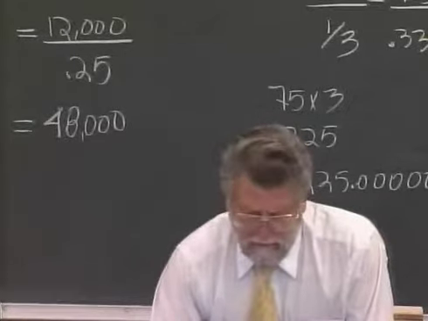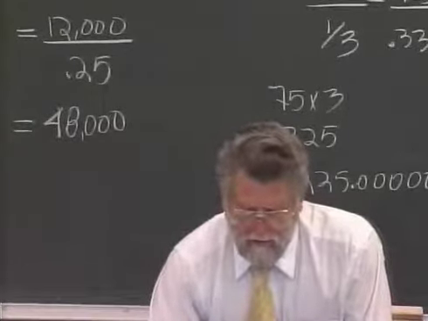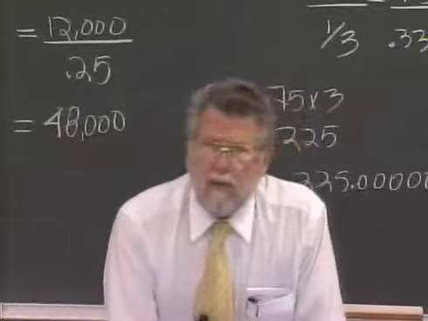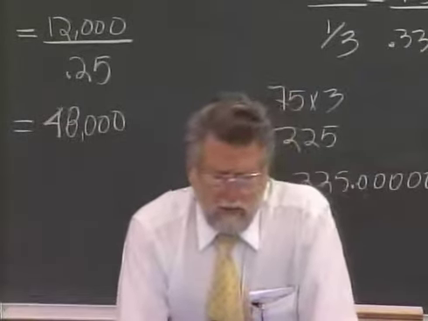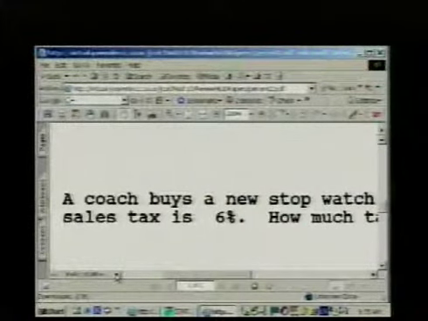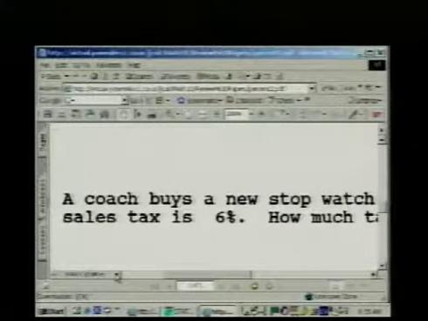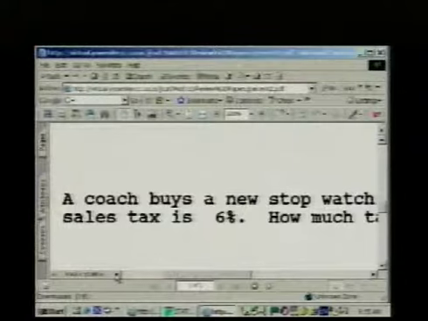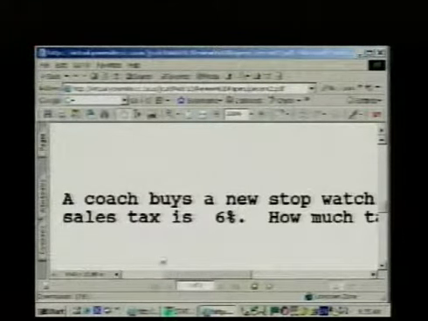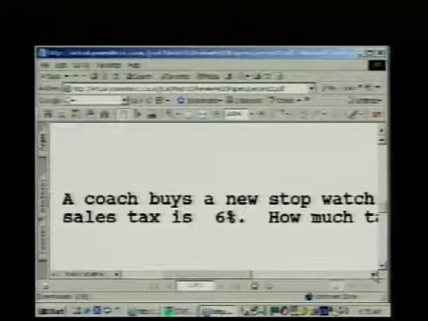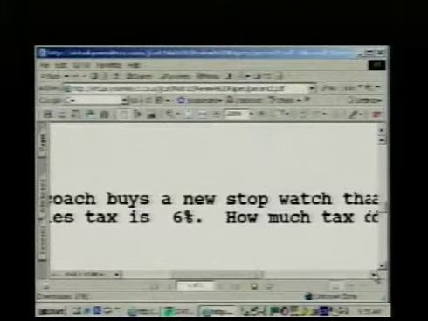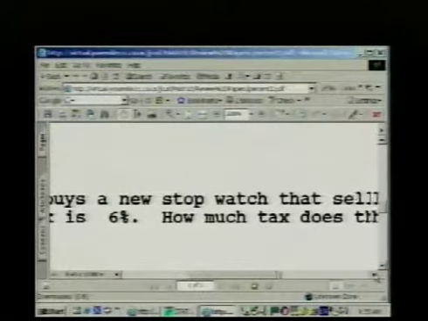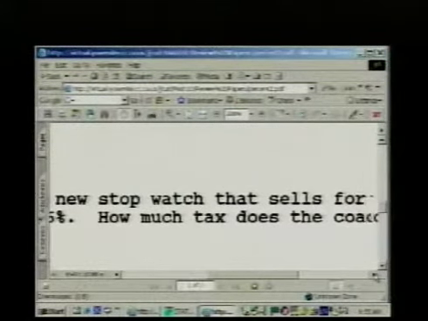I don't know if you've ever coached. A lot of parents do. Coach a soccer team, a baseball team, football team. So here's a problem. A coach buys a new stopwatch. Now sales tax is 6%. Now we pay 7 plus, and in some counties you pay as much as 8% or higher. So this is a mythical county. 6% tax.